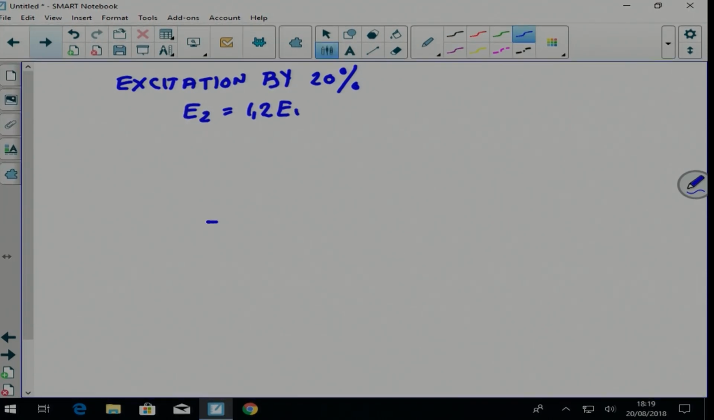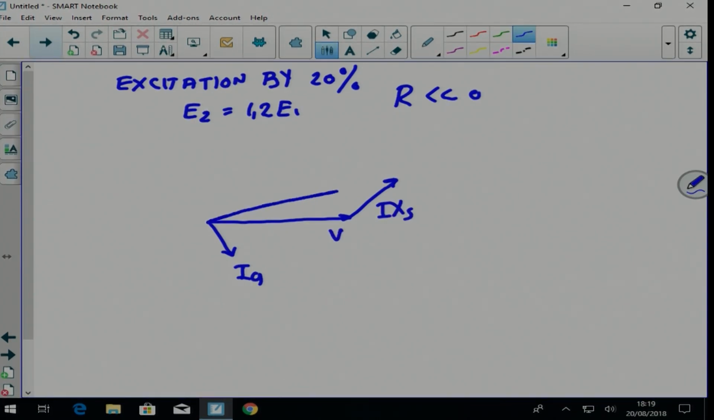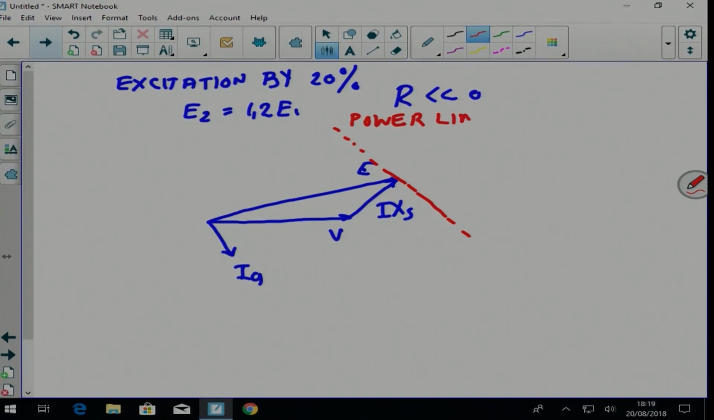Now if we look at the phasor diagram again, let's say we ignore R. That will be IA, IXS, V, and E. Now, the line perpendicular through the tip of E is called the power line. And that is 1 per unit power.